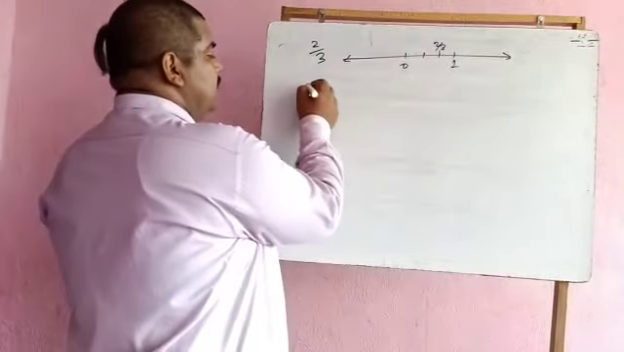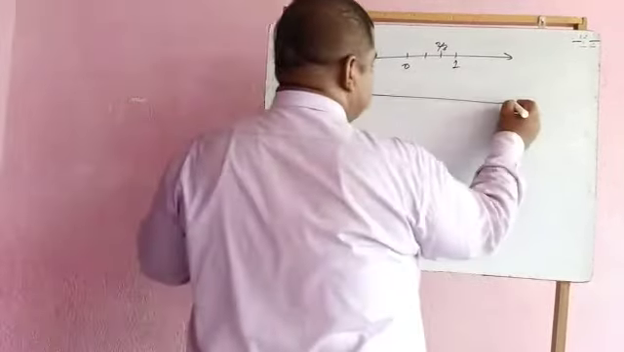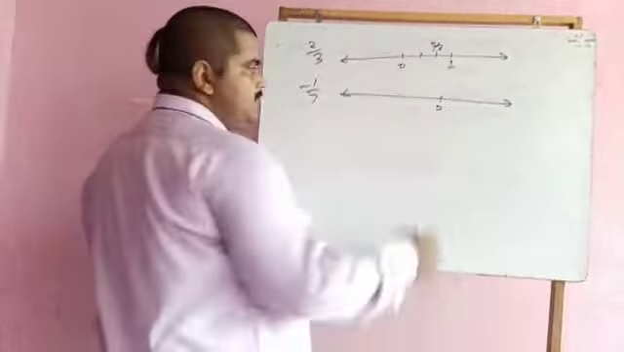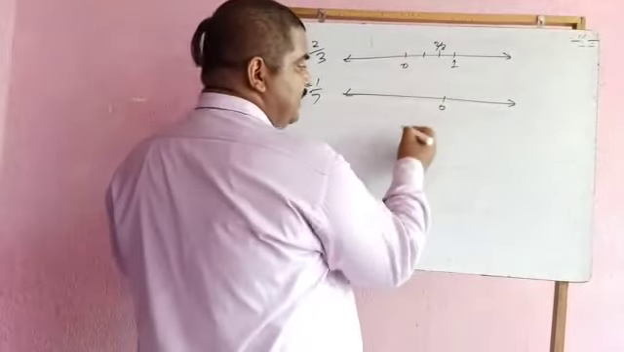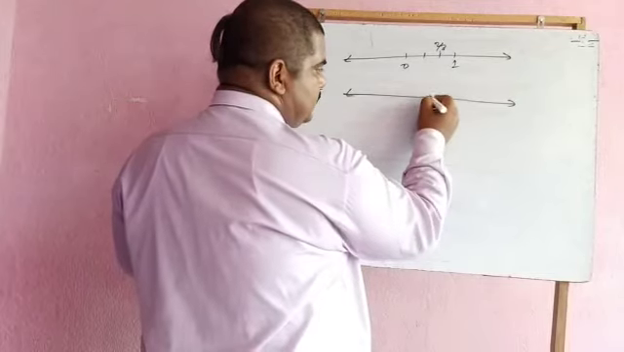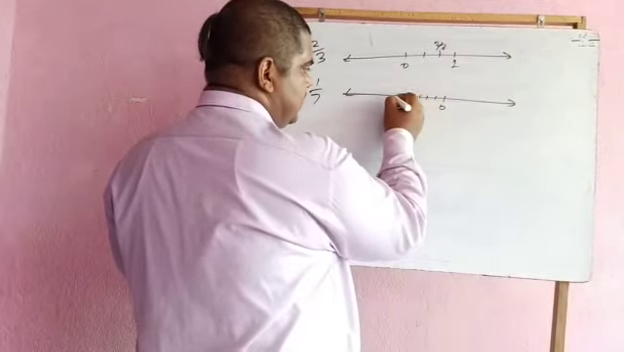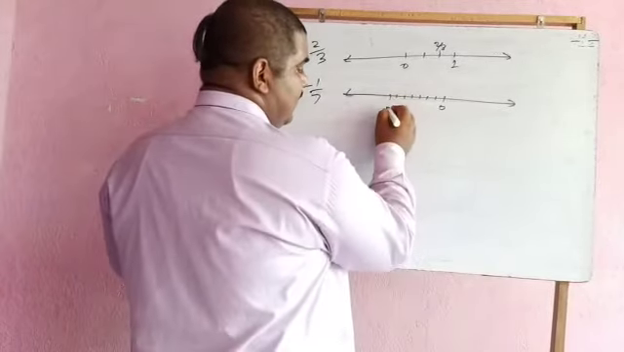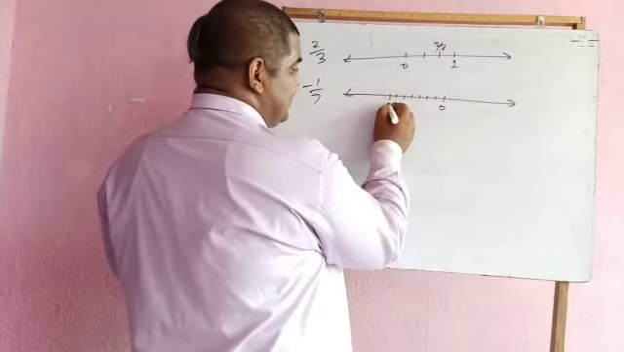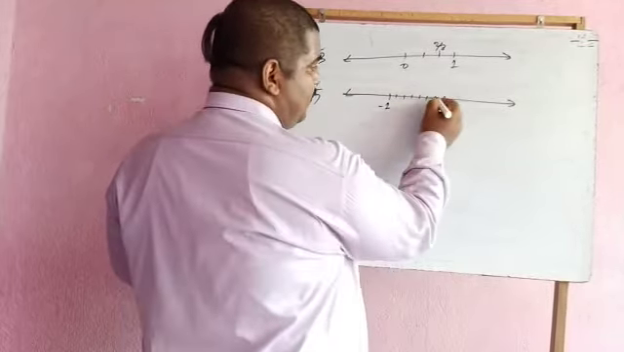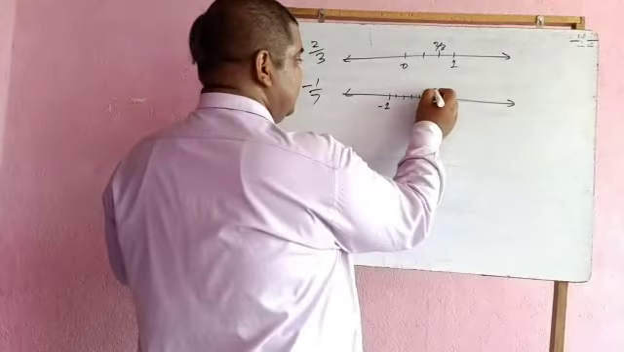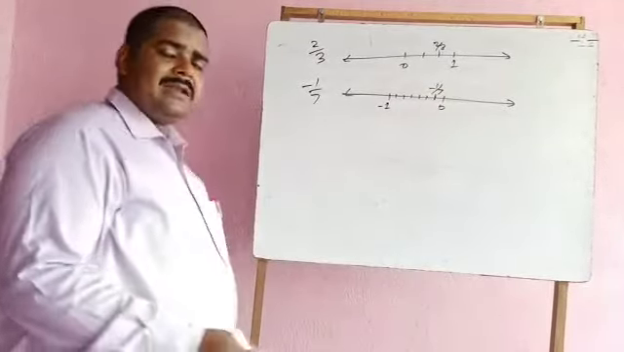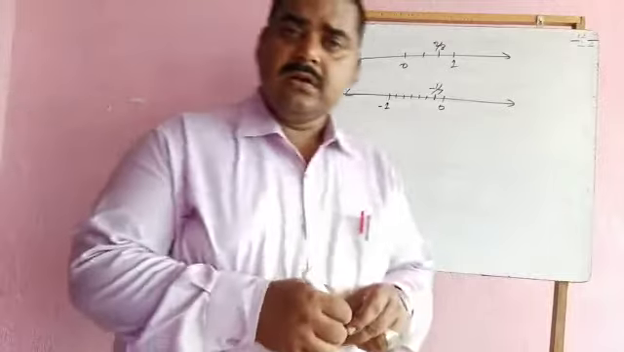If minus 1 upon 7 is given, a negative number, you have to mark 0 and now the denominator is 7. So you have to mark on the left side because it is a negative number. So you have to mark 1, 2, 3, 4, 5, 6, 7 equal marks on the left side of 0. And the 7th of these equal parts is taken as minus 1, and the first mark that you have just made is minus 1 upon 7. In this way you can represent the number on the number line.